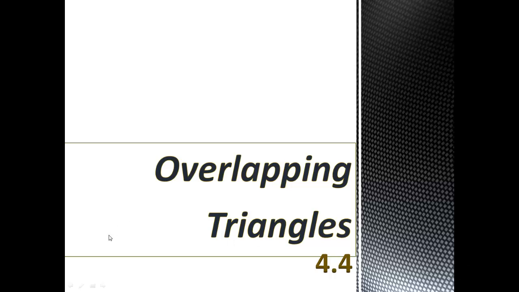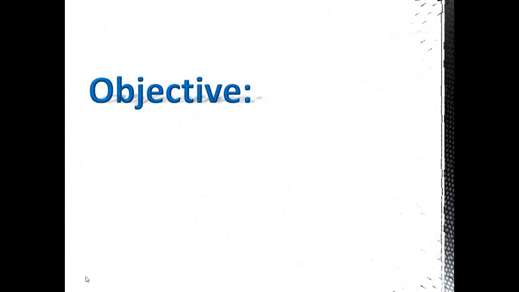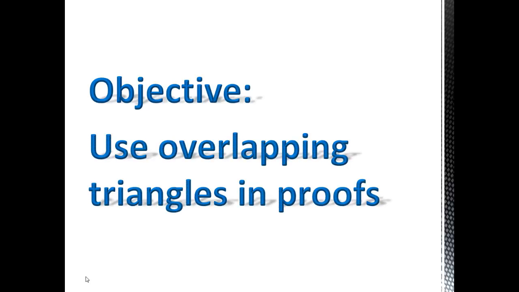Okay, so today we have overlapping triangles, which is in 4.4 in your books if you want to follow along. And you only have one objective today. No definitions, no theorems, no postulates, just using overlapping triangles in proofs. And by the end of this, hopefully you'll be able to do that. If not, then that's what class time's for, to get that extra help that you need.